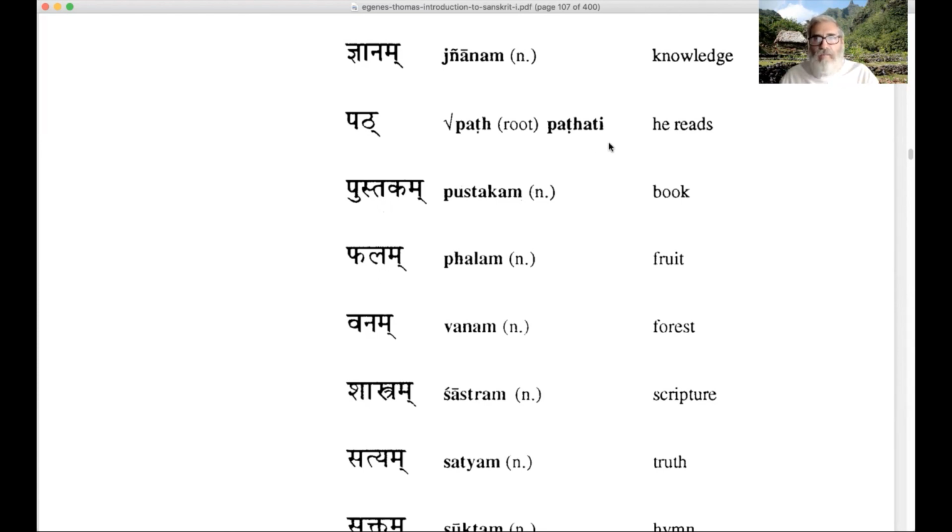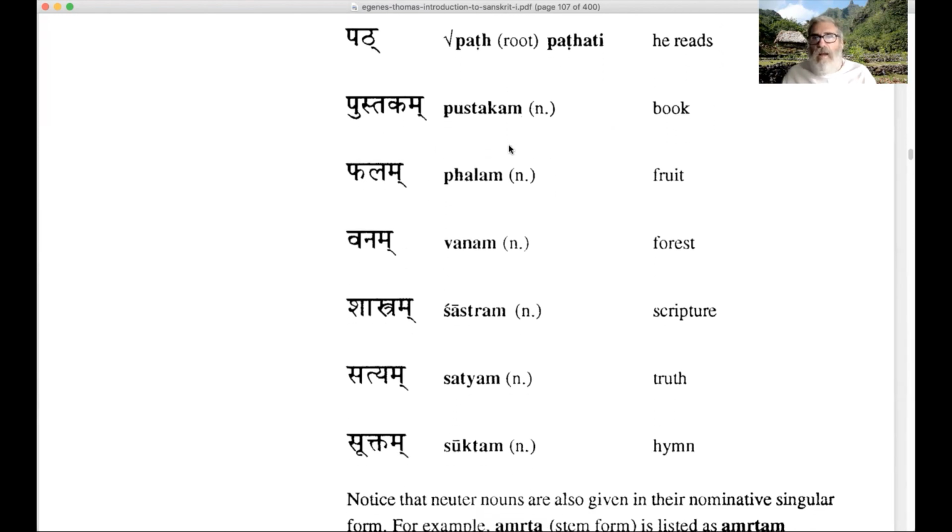Pathati, pathati. He reads. Remember, I said samhita path, or pada path, reading. As a noun, it means a lesson. As a verb, it means to read. So to read, samhita path, to read continuously. Pada path, to read word by word. So pathati is the third person singular present tense of the verb path, to read.